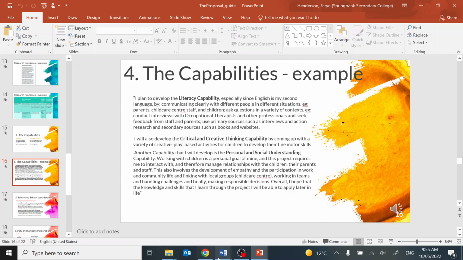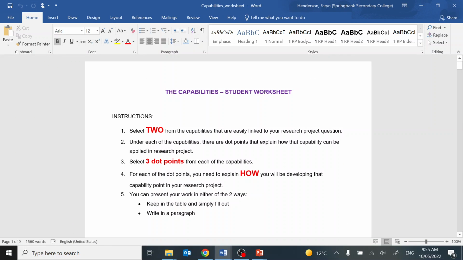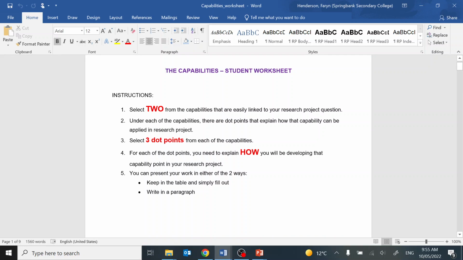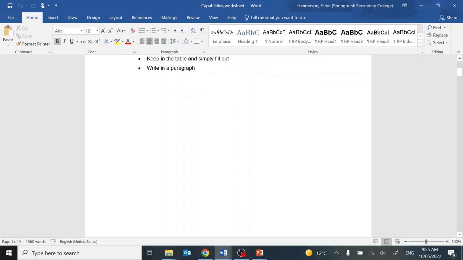Now I'll just quickly show you the capabilities worksheet. This is the one I've edited ever so slightly. It is originally from the SACE website, and I've just added a few bits and pieces to it. So my expectation is that you should select 2, then you select 3 dot points from each of the capabilities, and then you need to explain how you're going to be developing it throughout your research project. Okay, you can present this in the table format, which I'll show you below, or you can rewrite it in the form of a paragraph.